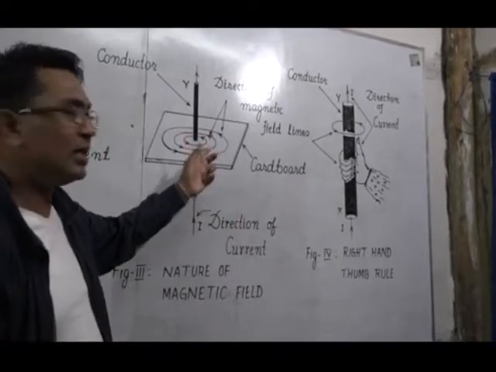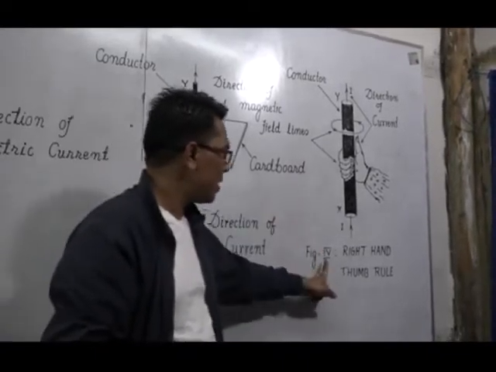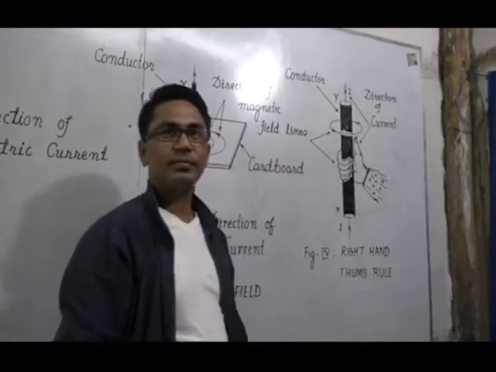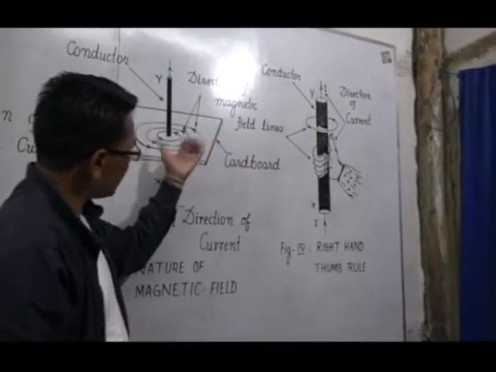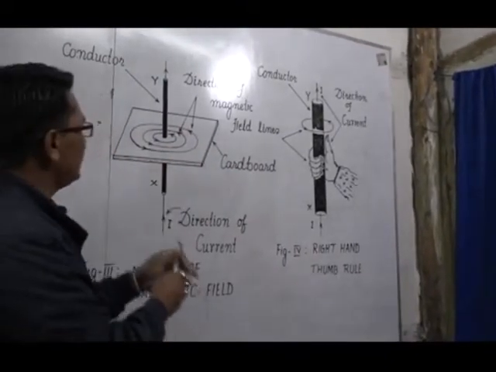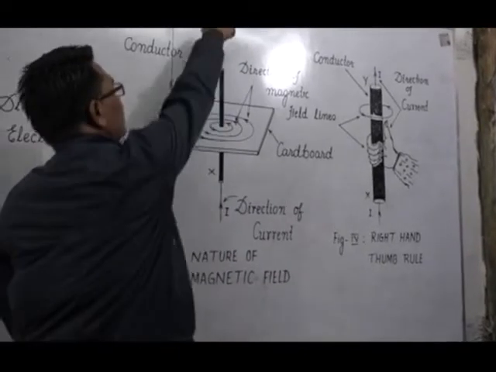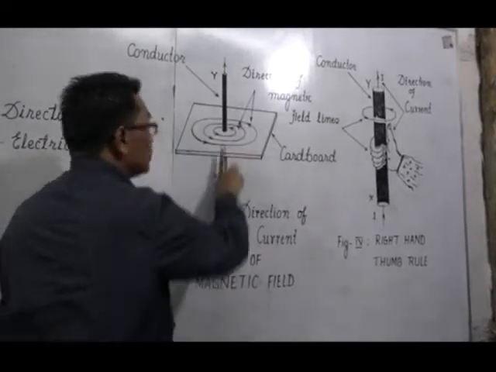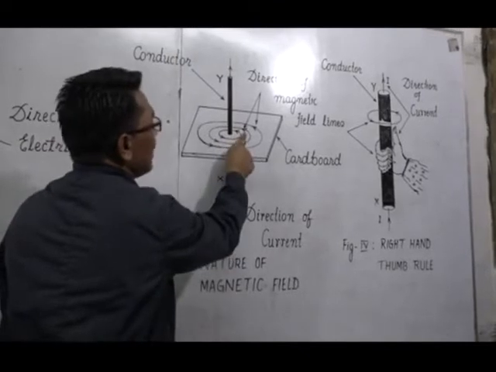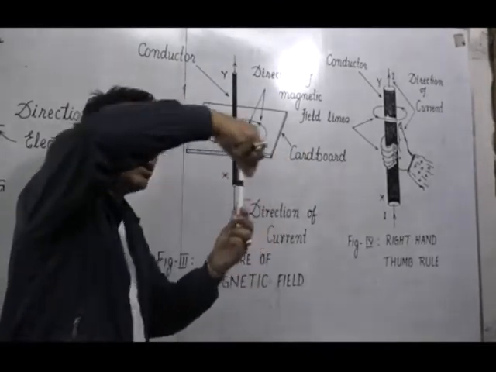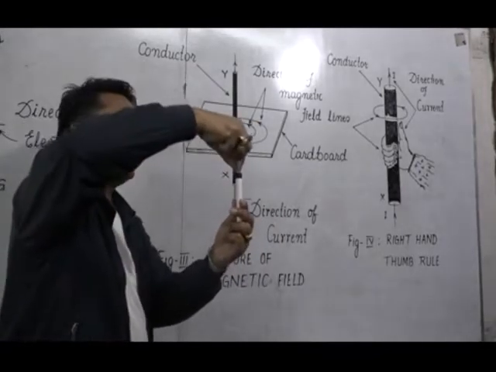See, in figure number four, the right hand thumb rule. See figure number three, the current is the same direction. The magnetic field lines are in one direction only, see, in one direction.